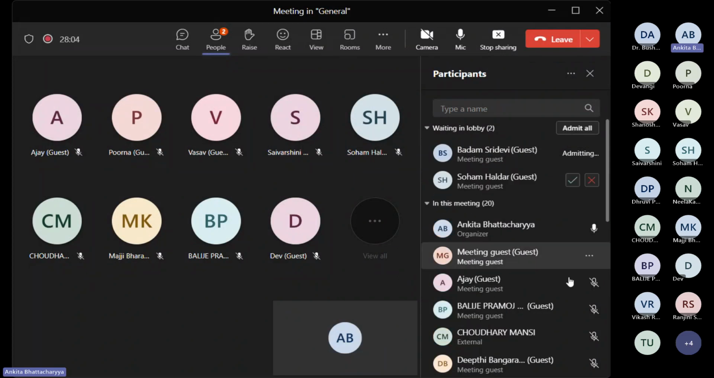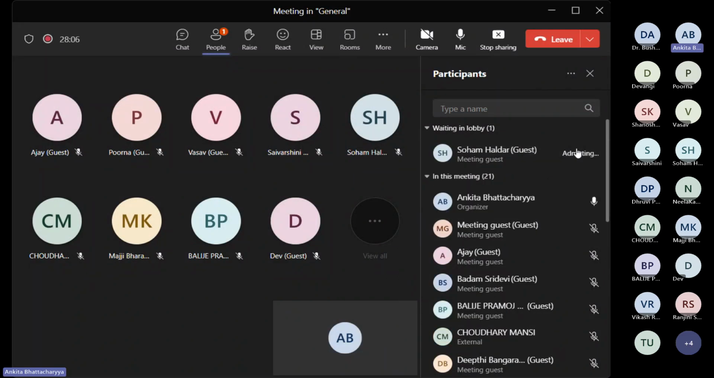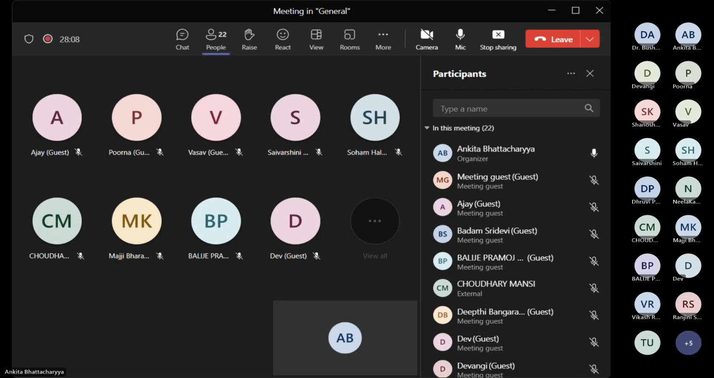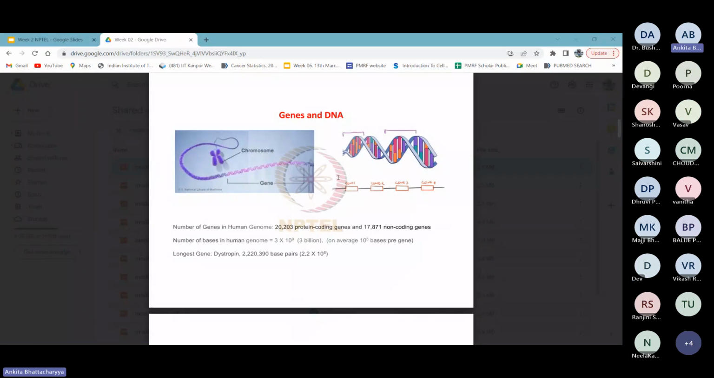I think a few people are getting logged out multiple times. Screen not visible. Yeah, I guess my screen should be visible now.